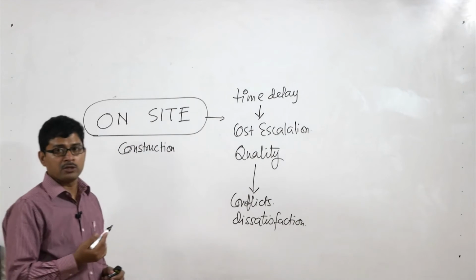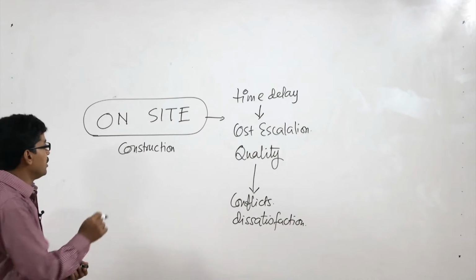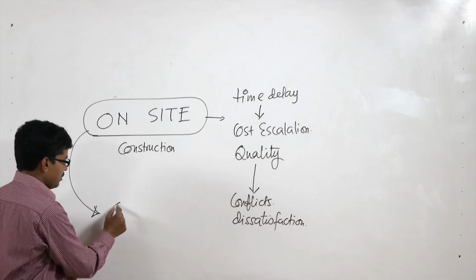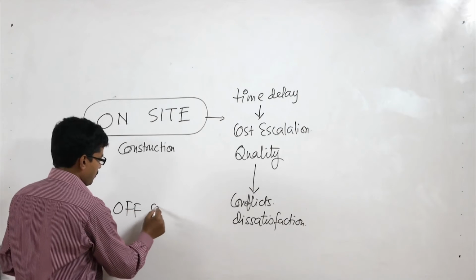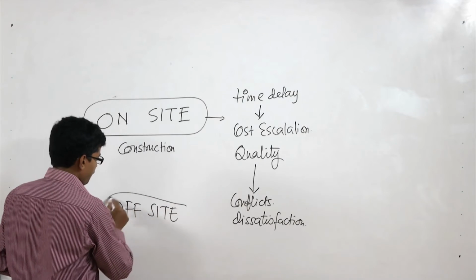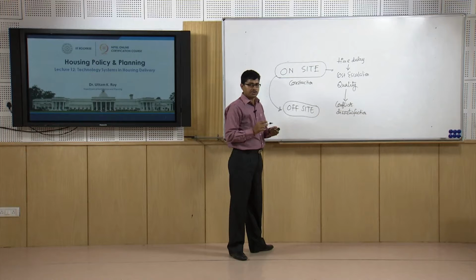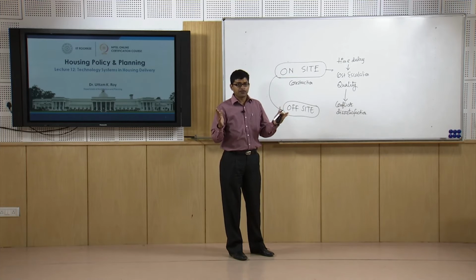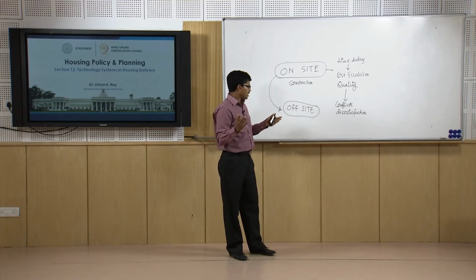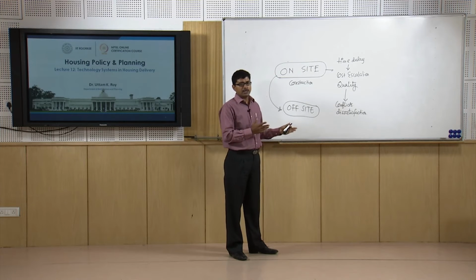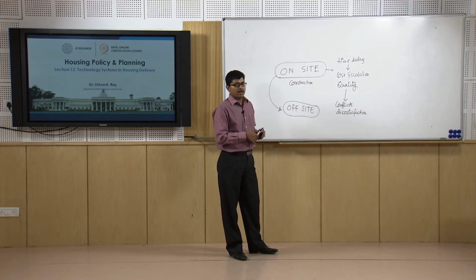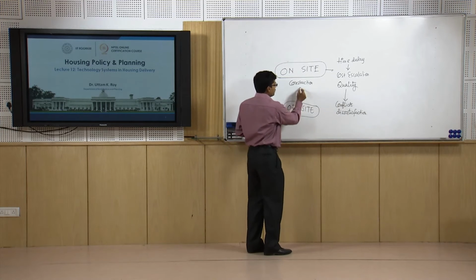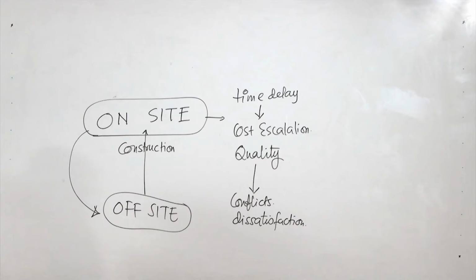As a response to this problem, one of the solutions is to convert this on-site activity to an off-site model, where the major construction takes place in a factory in terms of building components. Every component of a house is manufactured at the factory under a given design prescription, then transported to the site and assembled on the site.